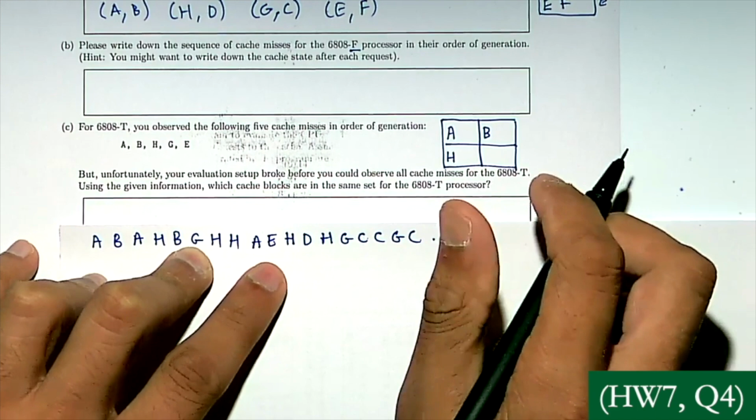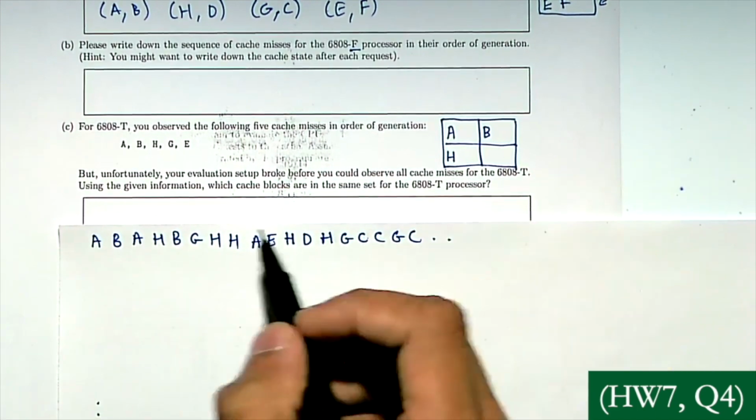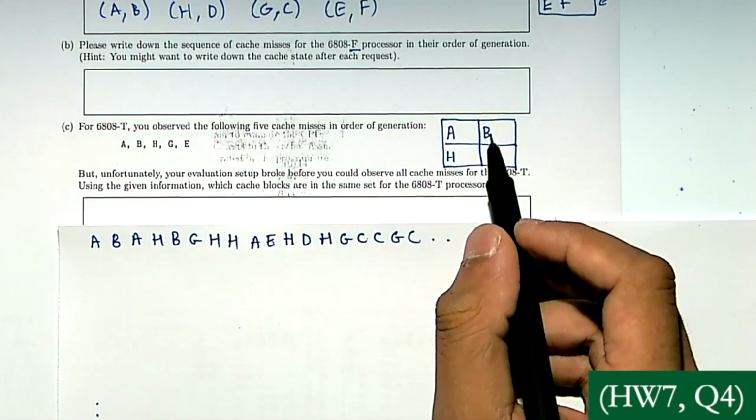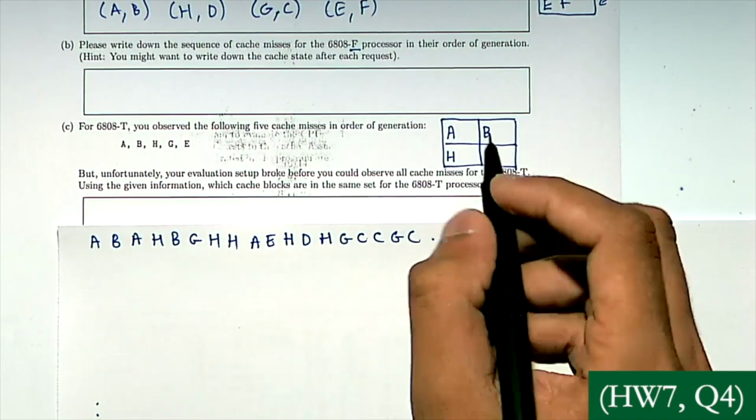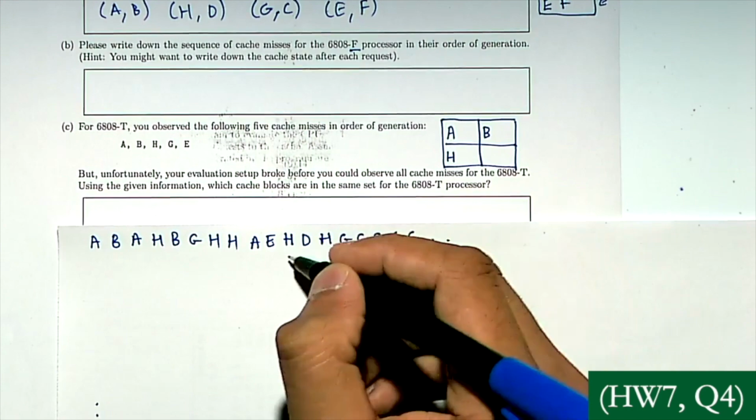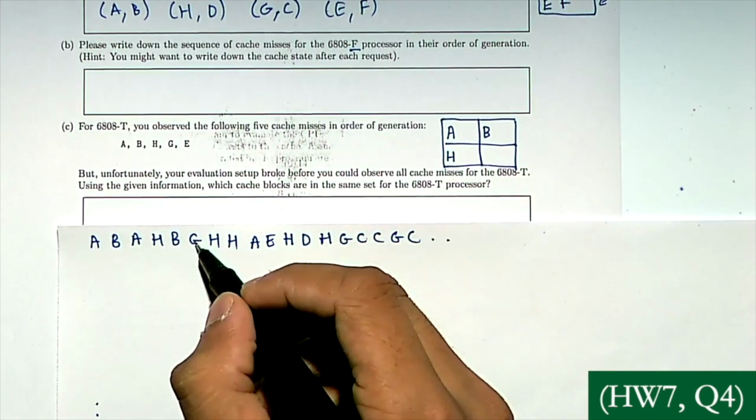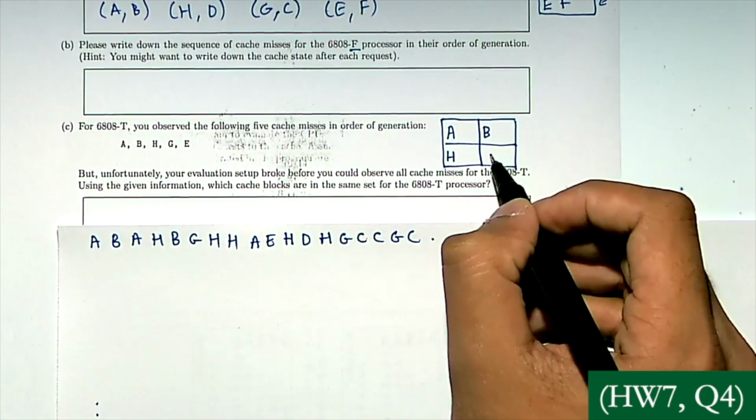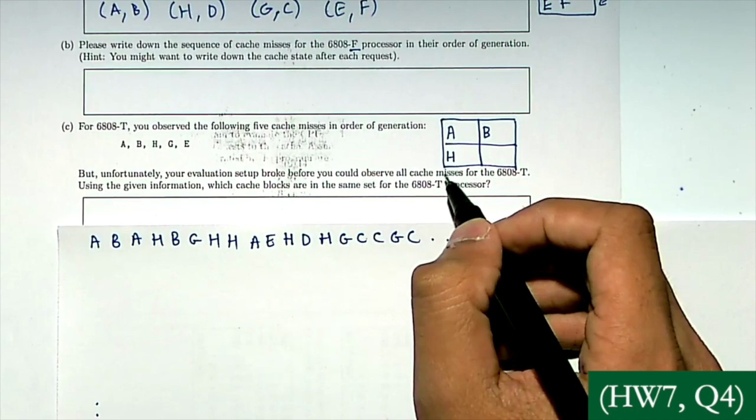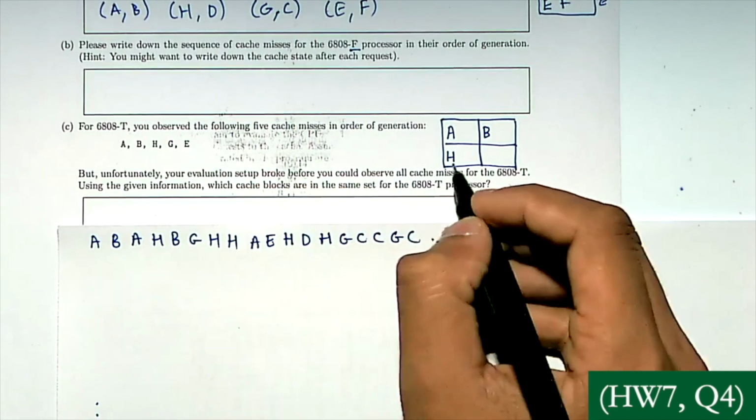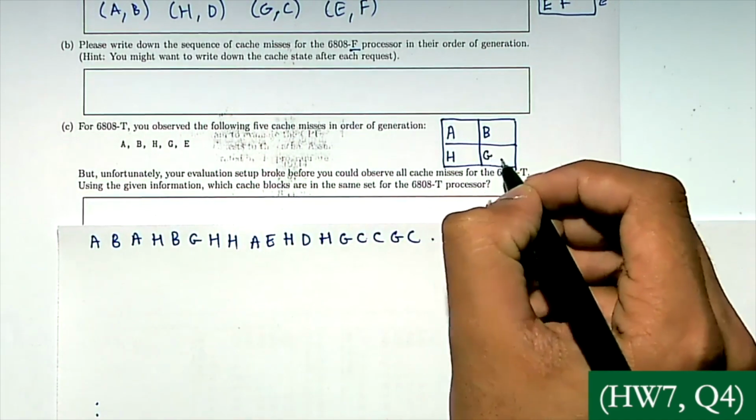I think I missed something here. So, yeah, B. That means G wasn't on the first set, it was on the second one. That means G is right instead. Yeah, G is required to be here because A did not generate an additional miss before E, yes. So G is guaranteed to be here.